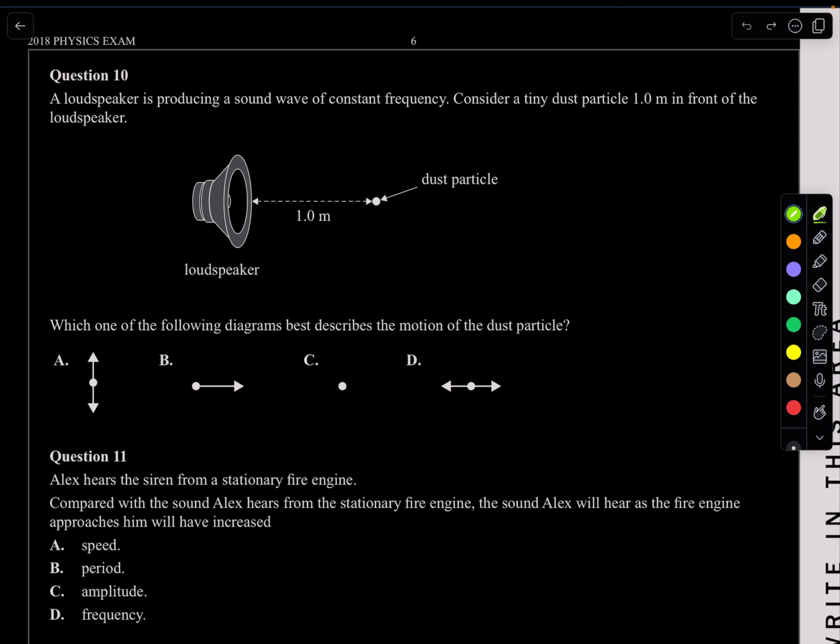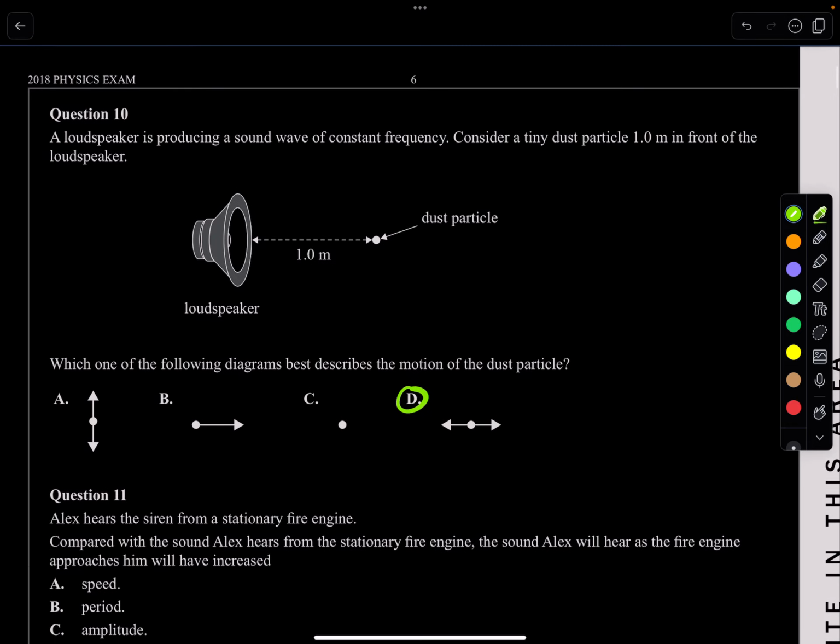So what's going to happen to that dust particle? It's going to be moving right and left. It's going to be oscillating between those positions. So D is your answer. This is a very nice, easy question. I think it was used in past exams, yeah, one of those past VCAA exams. So these are one of the most common kinds of questions.